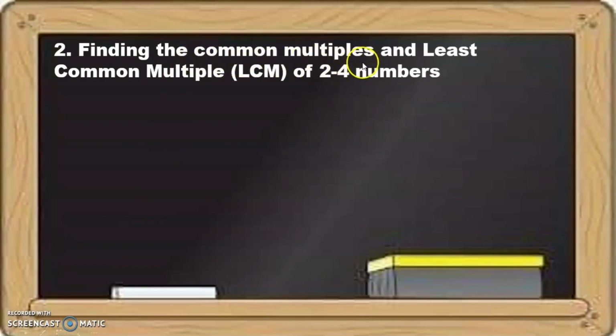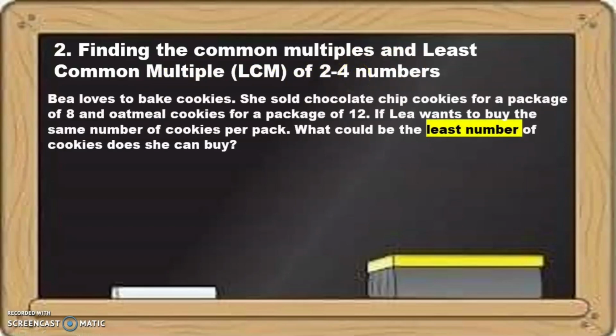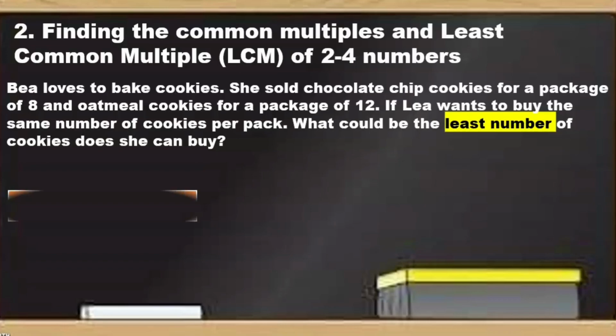Finding the common multiples and least common multiple or LCM of 2 to 4 numbers. We have here a problem. Bea loves to bake cookies. She sold chocolate chip cookies in a package of 8 and oatmeal cookies in a package of 12. If Bea wants to buy the same number of cookies per pack, what could be the least number of cookies that she can buy?